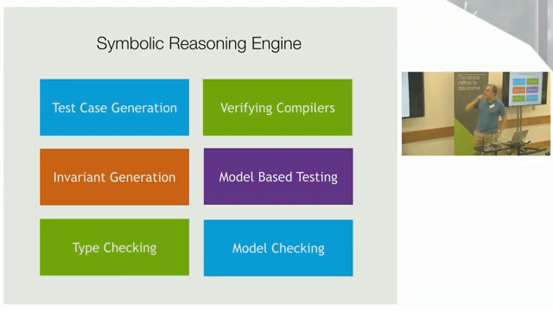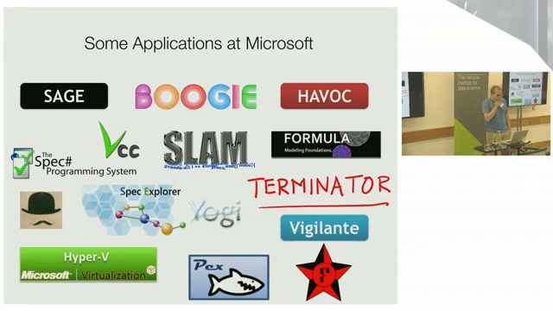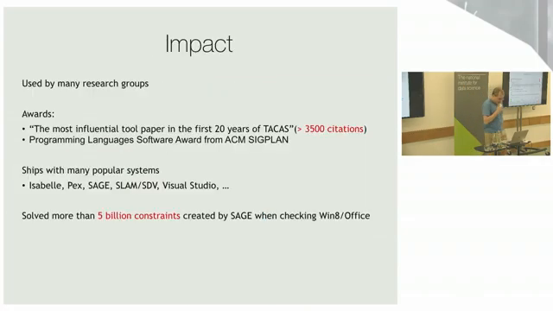These symbolic reasoning engines like Z3 have many applications in industry and academia. You have test case generation tools, verifying compilers, invariant generation tools, model-based testing, model checking, like CBMC, which is a kind of model checker. Some people use it for type checking. At Microsoft, there are many tools that use Z3. I'm just listing a few of them. Z3 has had impact on both industry and academia. It's used by many research groups. It's also used in many popular systems like Isabelle, PEX, Sage, SLAM, the Device Driver Verifier, and Visual Studio.